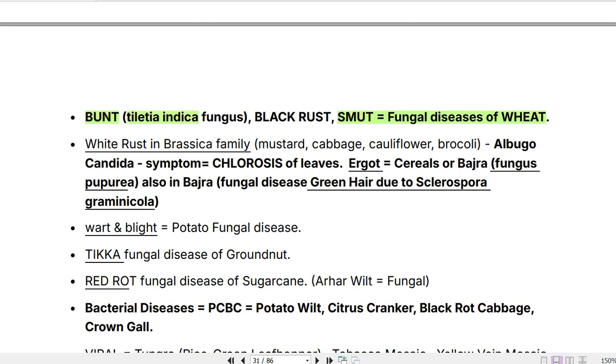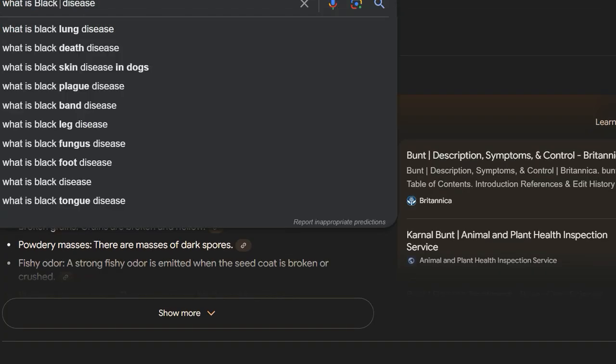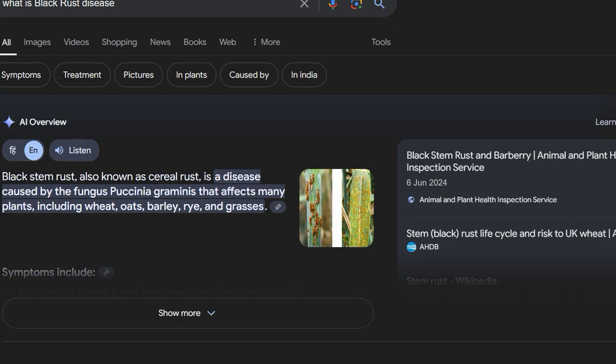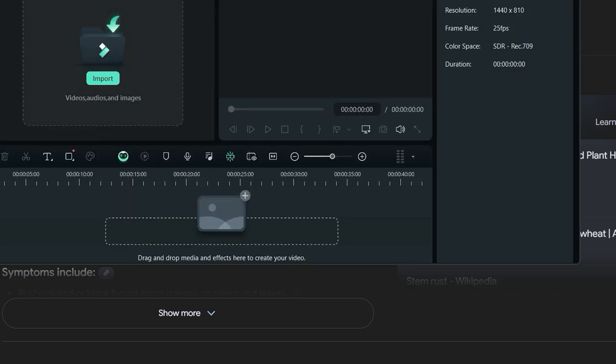And then black rust. What about black rust? Black stem rust, also known as cereal rust, is a disease caused by the fungus Puccinia graminis that affects many plants including wheat, oats, barley, rye and grasses. So black rust or black stem rust, that is also a fungal disease.